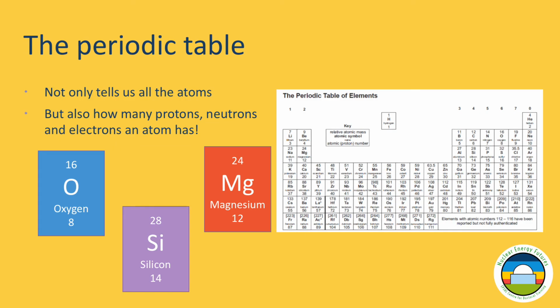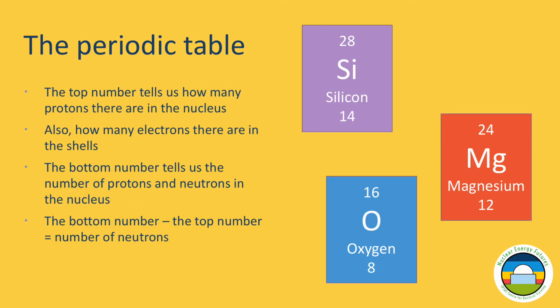But what does that mean for the periodic table? So not only does it tell us about all the different types of atoms and elements we have, but it also tells us how many protons, neutrons, and electrons each atom has. We can tell that from looking at the numbers. The top number tells us how many protons we have. It also tells us how many electrons we have, because they're the same. The bottom number tells us how many protons and neutrons we have. So if we take away the top number from the bottom number, that's how many neutrons we have in total.